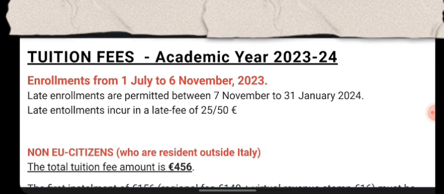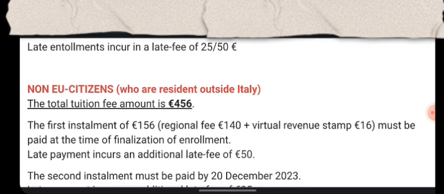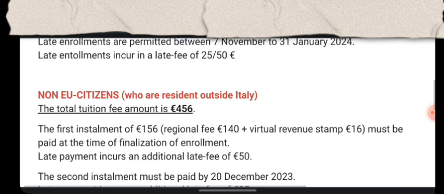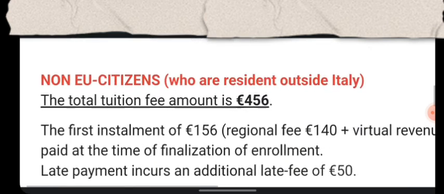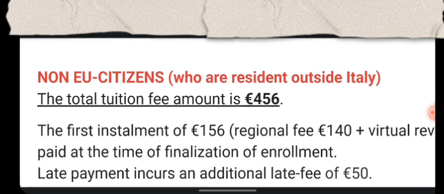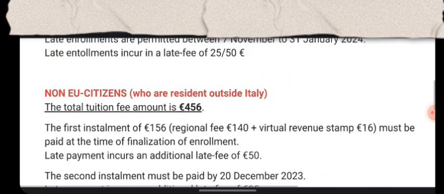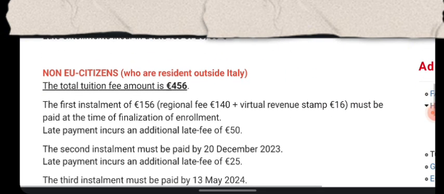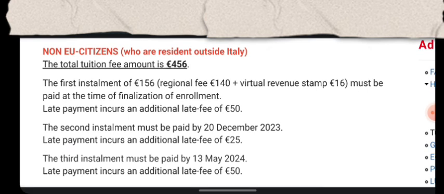Okay, so enrollment is when you've actually got into your school, after all your visa processing, you've actually flown down to your country of interest. And for non-EU citizens who are resident outside Italy, the tuition fee was €456. The first installment was €156, and the regional fee was €140 plus a virtual revenue stamp, which is €16, must be paid at the time of finalization of your enrollment. Late payment incurred an additional late fee of €50.